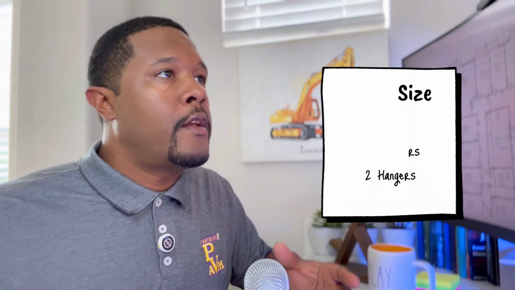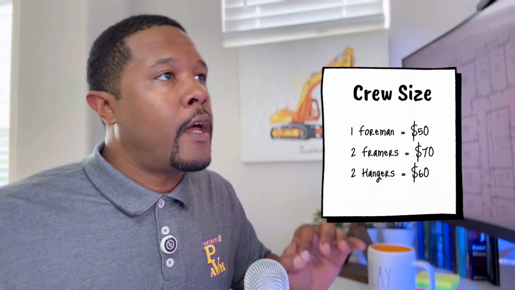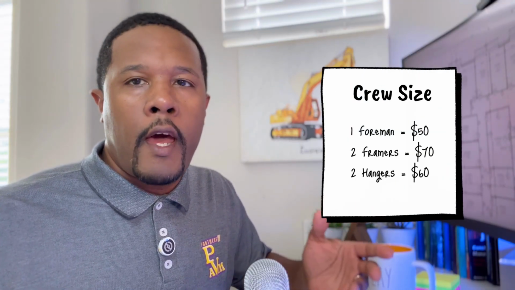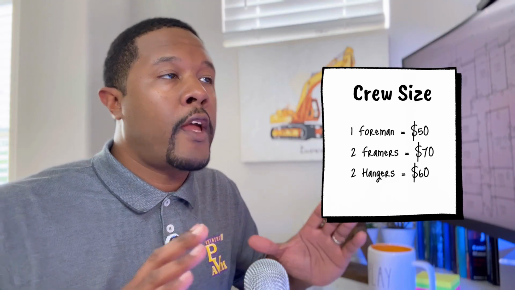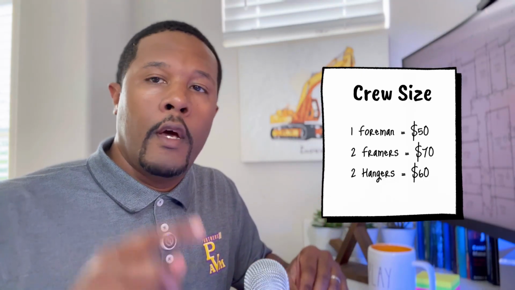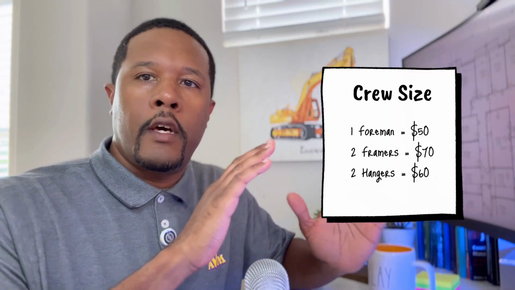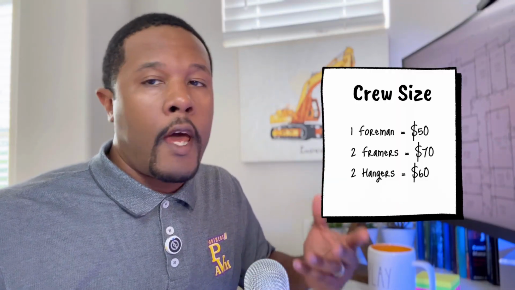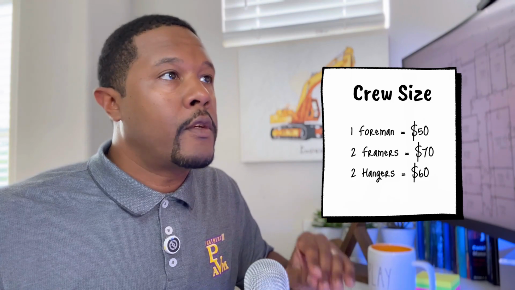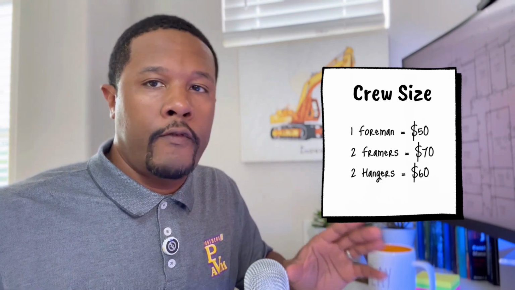So let's assign loaded labor rates. I've done a little research here, and we're going to say that a foreman is going to be at a rate of $50 an hour. You're going to pay a foreman $50 an hour. Then he's going to have 2 framers. These are the guys that are assembling the top and bottom tracks and the studs. They're going to be at a rate of $35 an hour. We're going to use 2 of them, so that's $70 per hour for the framers.